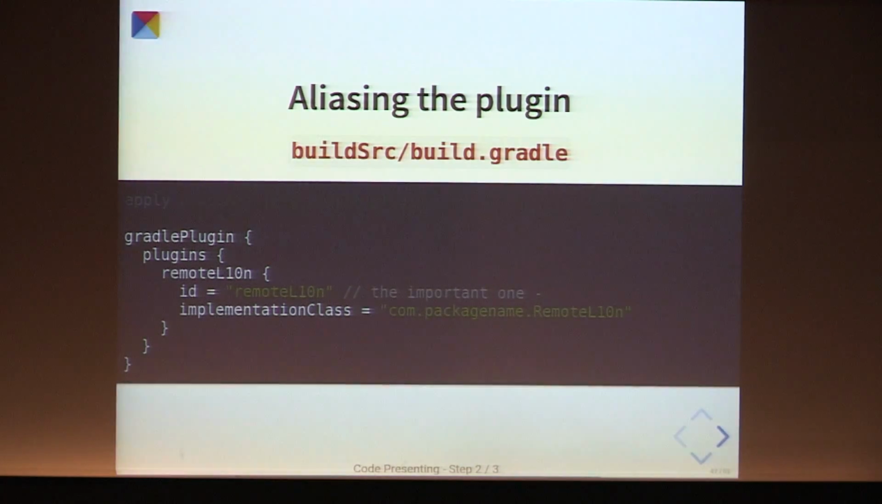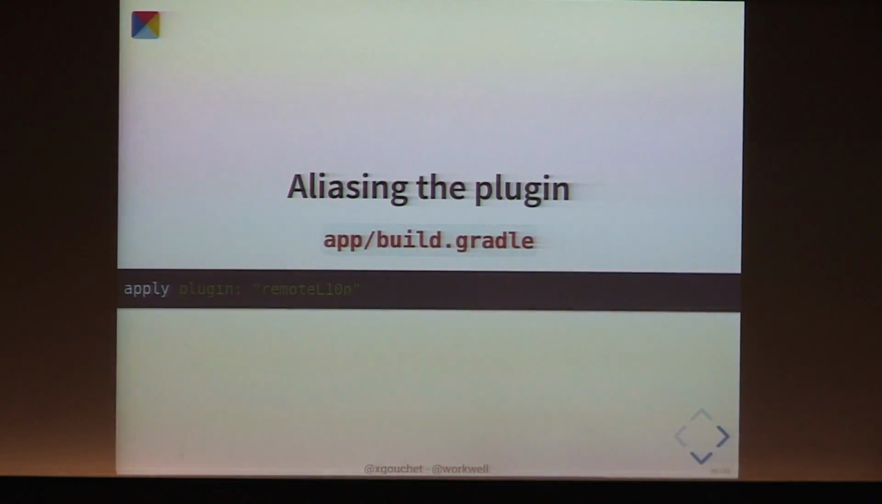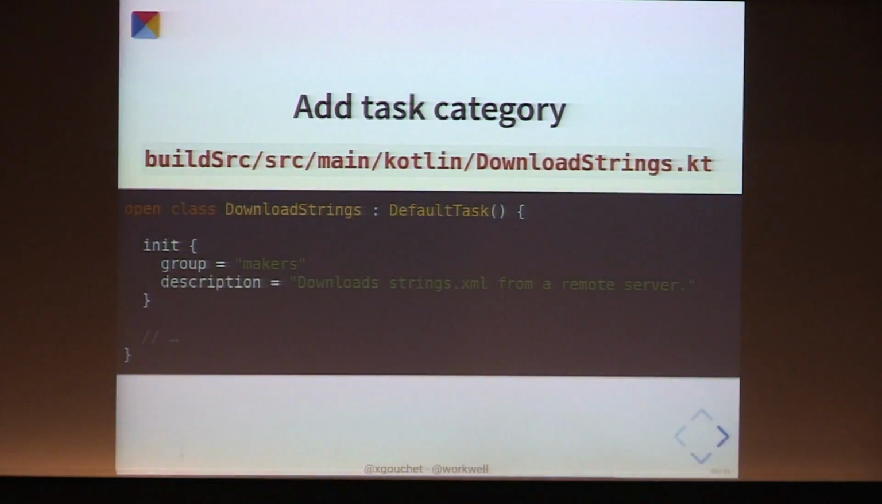Here, I can say, okay, I'm creating a plugin that has the ID remote localization. So it's the ID that's important. The name of the plugin is not really used. And then I give the implementation class full package name for it to know which class to load. And so inside your app, you can now just say apply plugin and give the name, and you don't have to do the import anymore. So it's pretty useful. You can add a task category, pretty easy too.